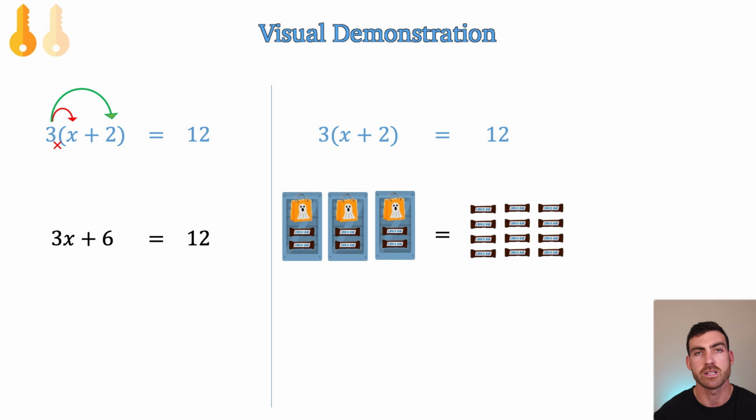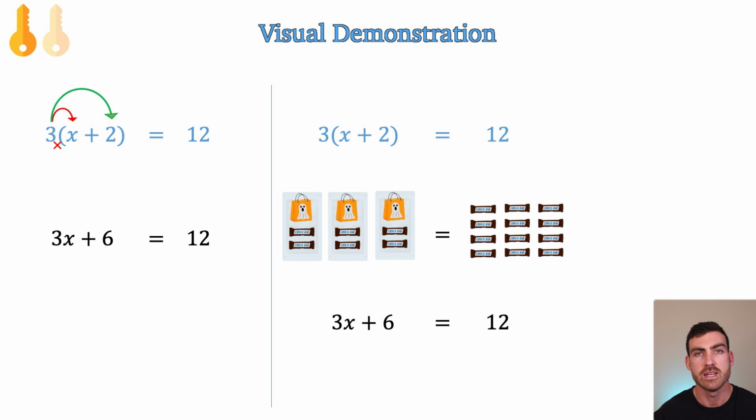Each one holding X plus 2. Now let's open up the boxes, take everything out. We now have 3 lots of the unknown, which is X, and 6 chocolates. And that equals 12 chocolates on the right. Now we've got a familiar problem. This is a two-step equation.